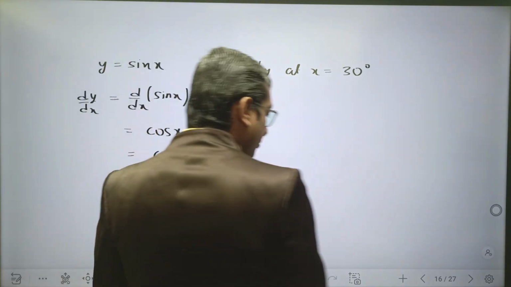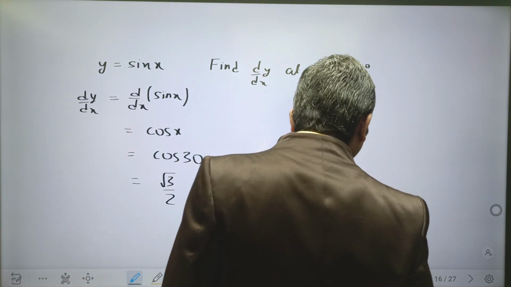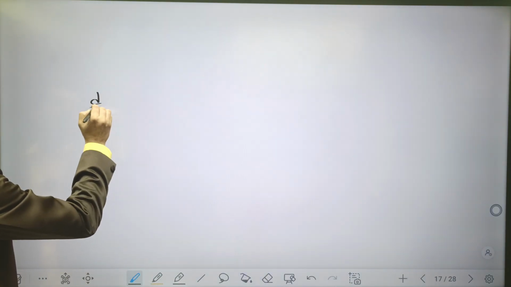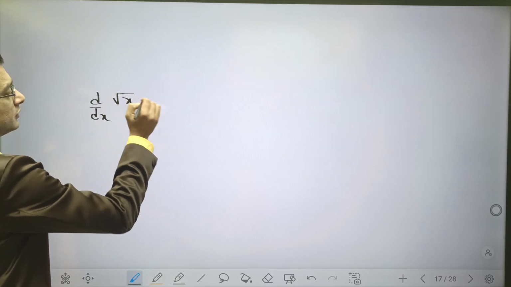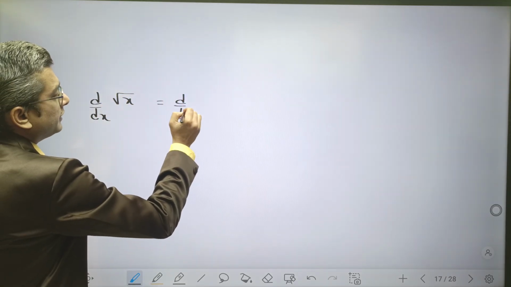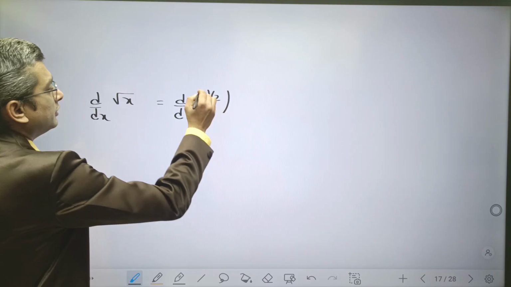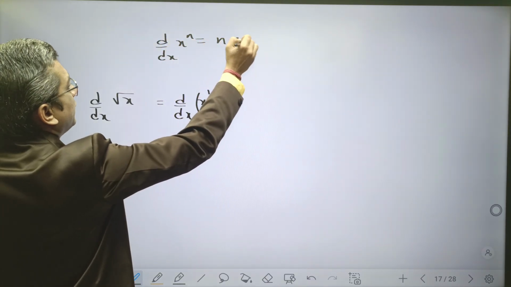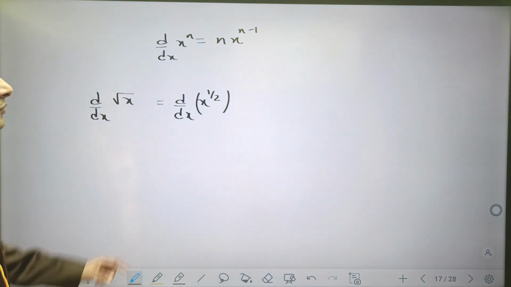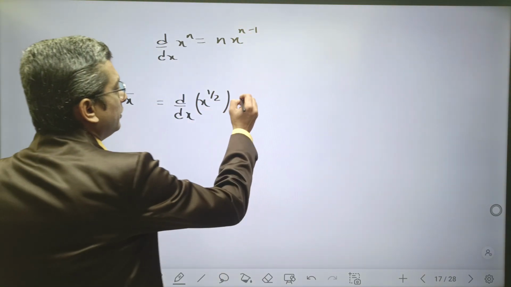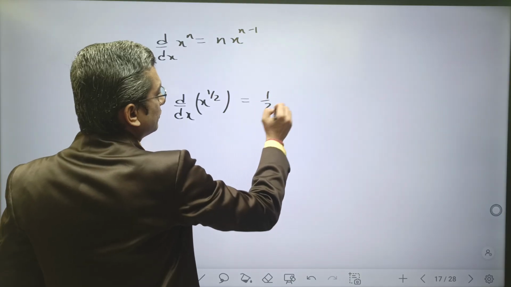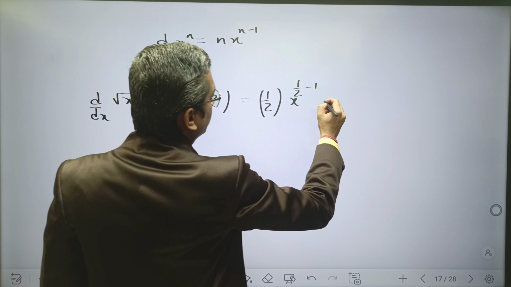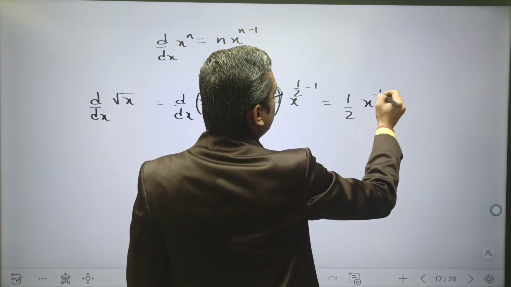There may be many formulas. For example, if you write d by dx of root x, this will actually be d by dx of x to the power 1 by 2. Observe the formula d by dx of x to the power n, which is n x to the power n minus 1. Here in place of n we have 1 by 2. So n comes as 1 by 2, then x to the power n minus 1, so 1 by 2 minus 1. So this is 1 by 2 x to the power minus 1 by 2.